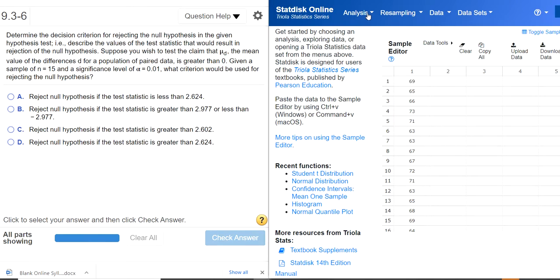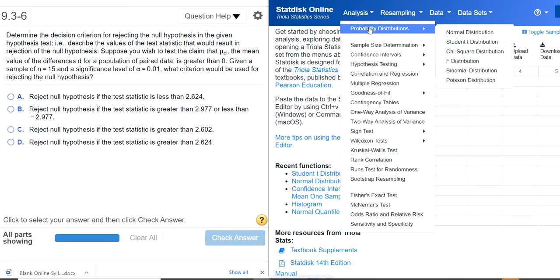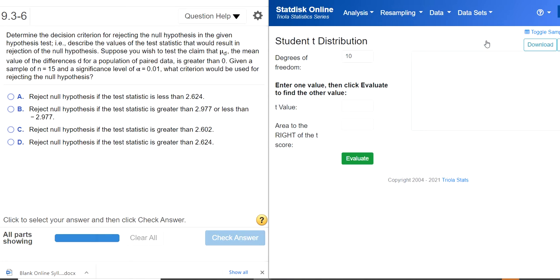So what you want to do is, in StatDisk, go to probability distributions. For this particular test, when you're comparing the mean difference between two different groups, we don't know the standard deviation of the population, which is pretty much always the case, so you want the Student t-distribution. Okay, this is a t-test. So we want to find the t-value for a 0.01 level of significance. There's a sample size of 15, so that means we have degrees of freedom of 14 for this test. And then we want 0.01 to be the area to the right because that's our significance level.